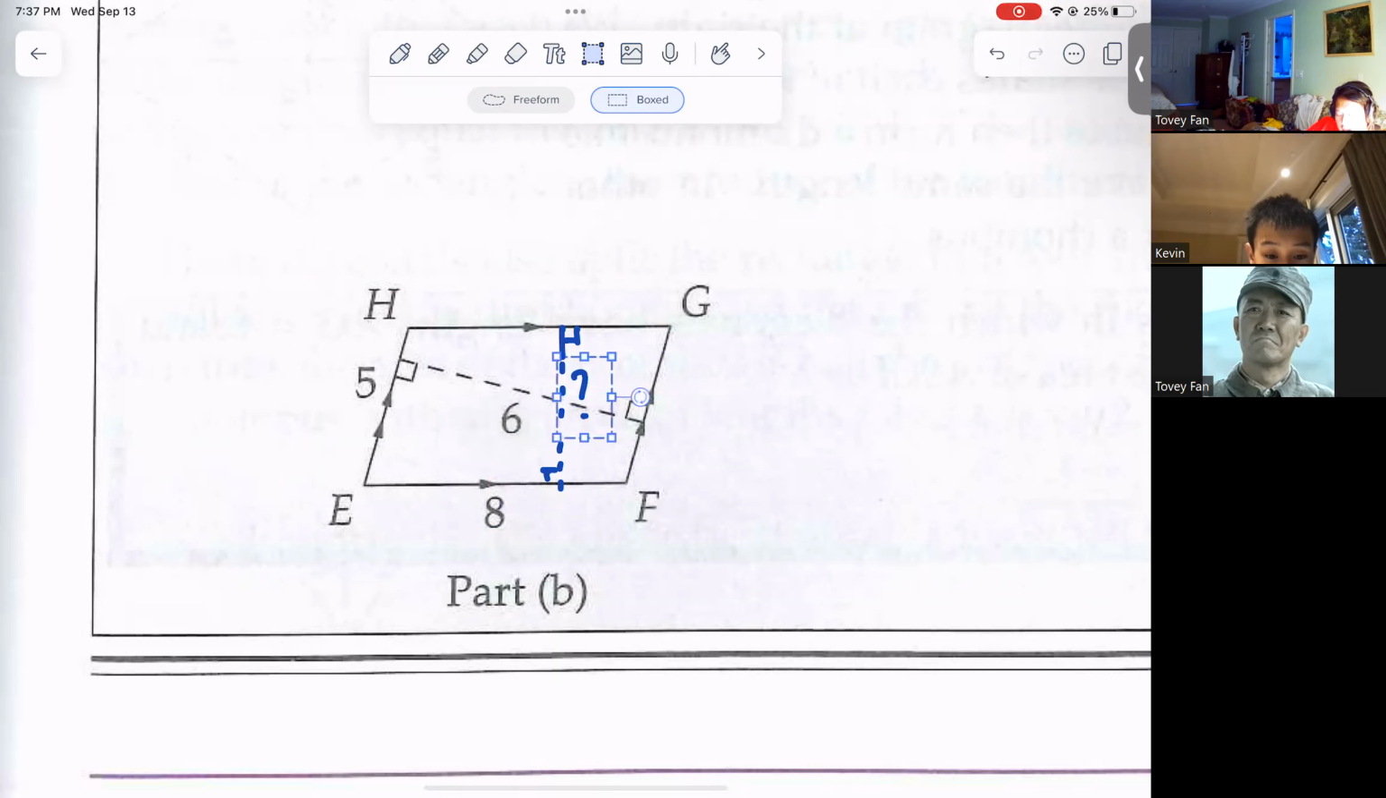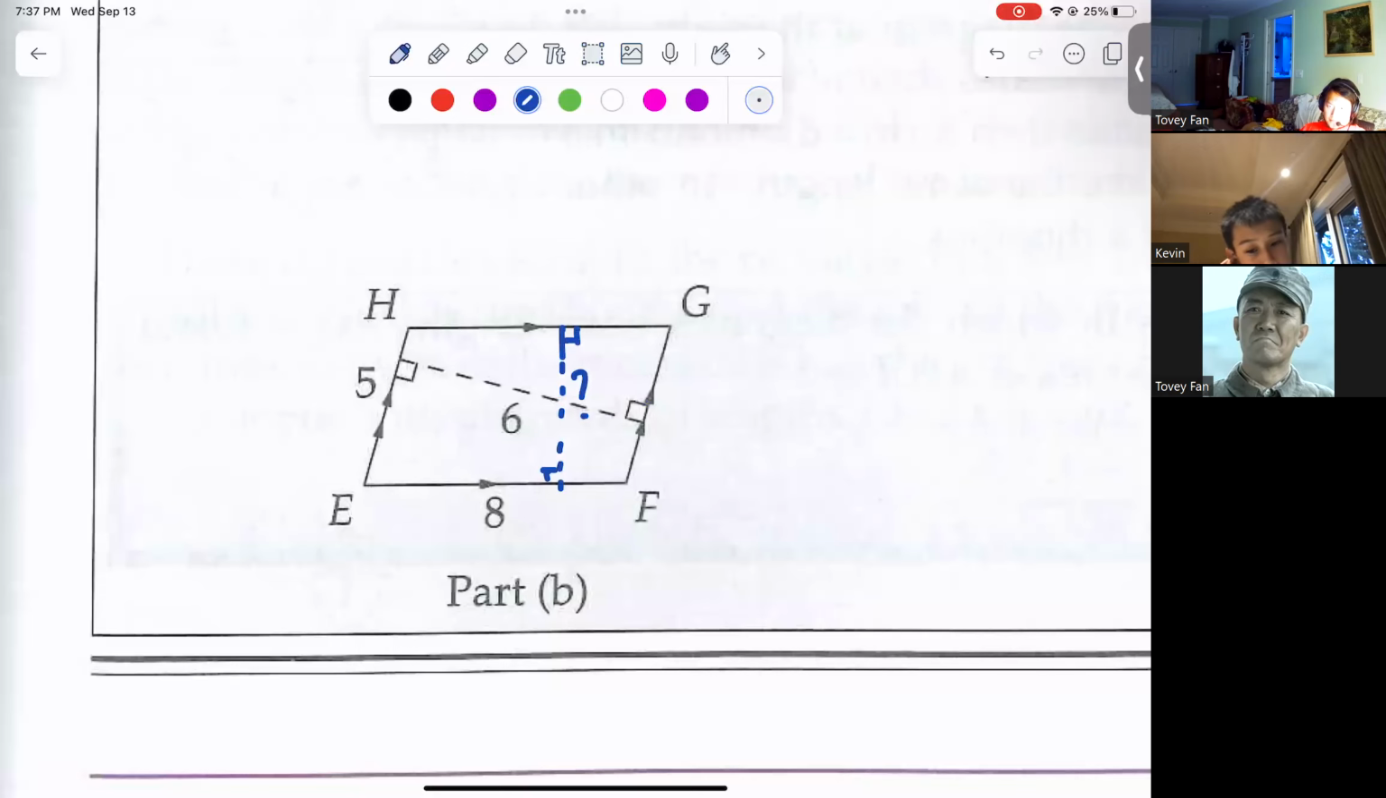You know the base is 8. What is this height? No idea. Okay, 8 times this altitude, this blue altitude, should be what? I think 8 times this altitude should be 30. Yeah, so what is this altitude? Like 3 point... No, no, give me fractions, remember? Oh, so 30 divided by 8. Yeah, 30 over 8.